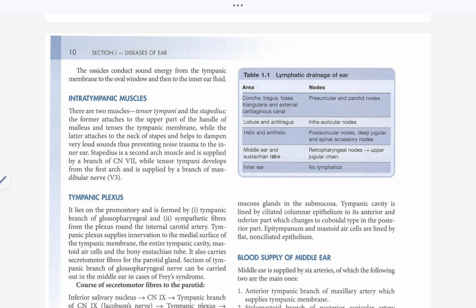Middle ear and Eustachian tube drain to retropharyngeal nodes, upper jugular chain.